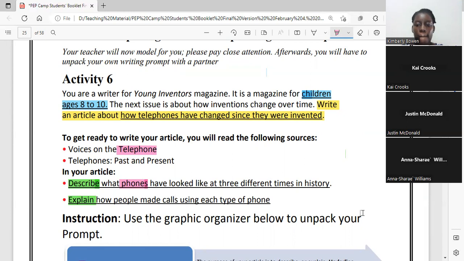I don't see any sources. I'm just writing, but I'll show you the page. Where would you find the sources, Lisa? What do we need to go on to get it? This is the same booklet that we were using for the class last Friday.